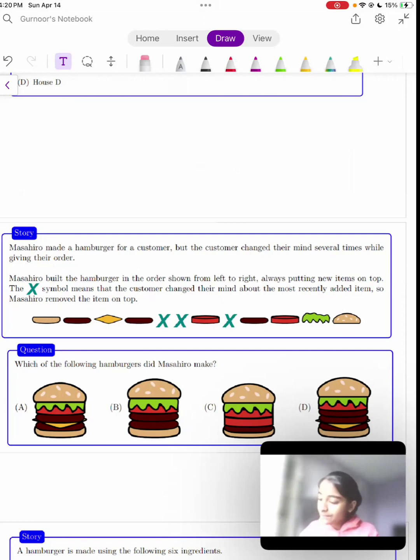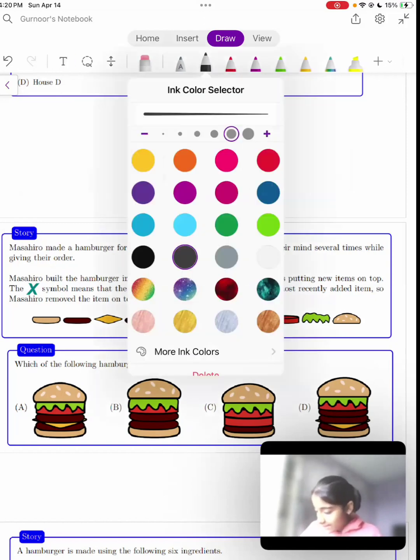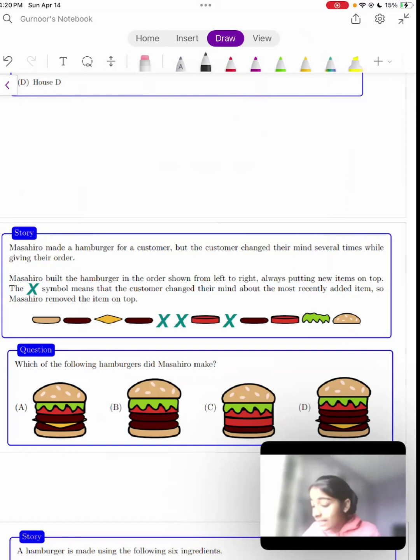And this question says, Masahiro made a hamburger for a customer. So maybe Masahiro worked in a hamburger store, and he made a hamburger for a customer. But the customer was really indecisive, so the customer changed their mind several times while giving their order. Masahiro built the hamburger in the order shown from left to right, always putting new items on the top. The X symbol means that the customer changed their mind about the most recently added item, and so Masahiro removed the item on the top.